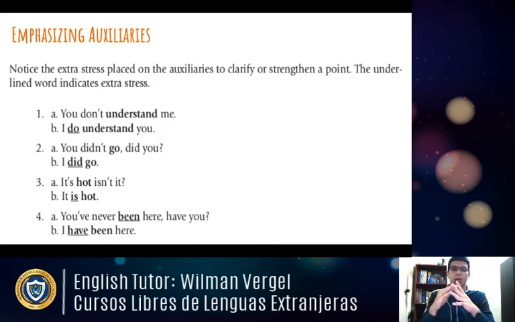I did go. Number three, it's hot, isn't it? Then I say it is hot. It is hot. So in the case of the verb to be, we don't have any other auxiliary. We just use the verb to be. And what we usually do is to emphasize or to stress the verb to be.